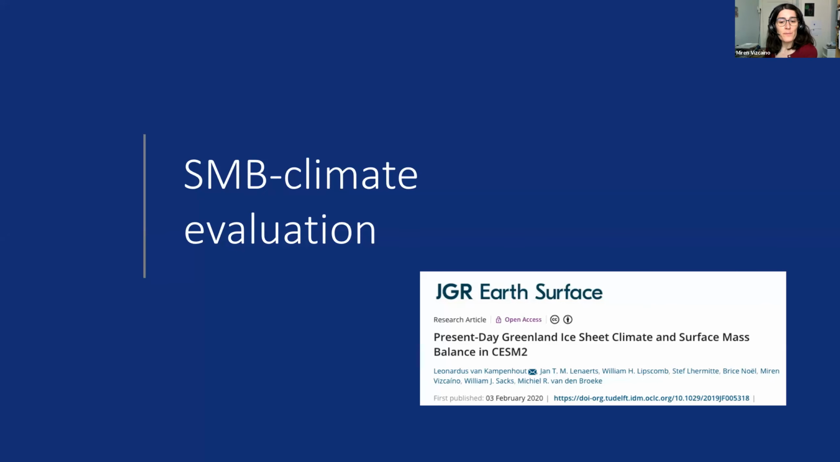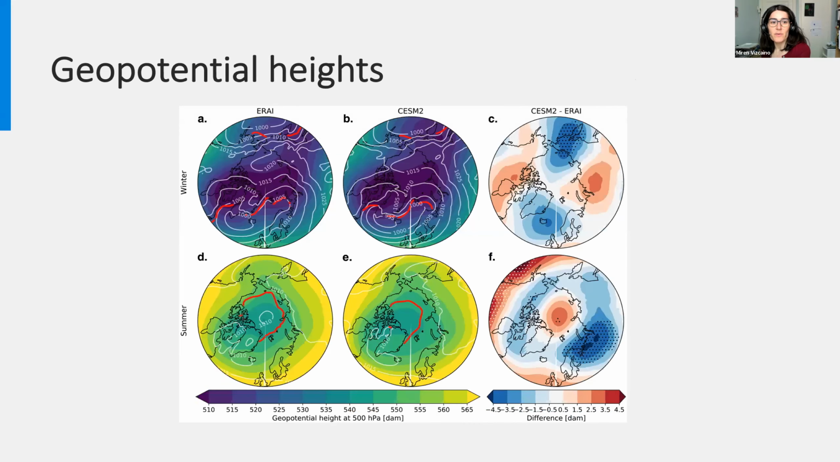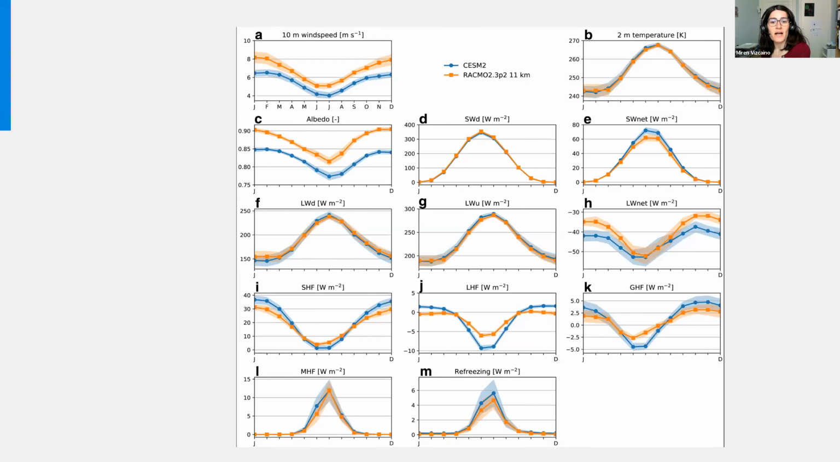Okay, so now moving to the evaluation of the surface mass balance. Here in this publication, we have an evaluation of the SMB and the Greenland climate for CESM2. So there is comparison with observations. This is comparison with reanalysis, comparison with regional climate modeling, RACMO, again, 11 kilometers.